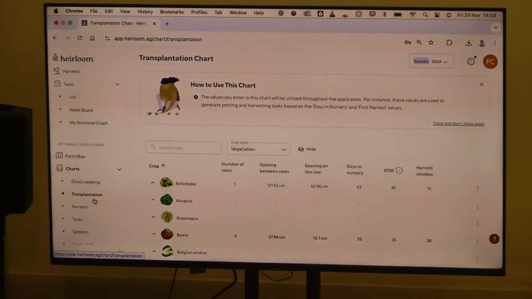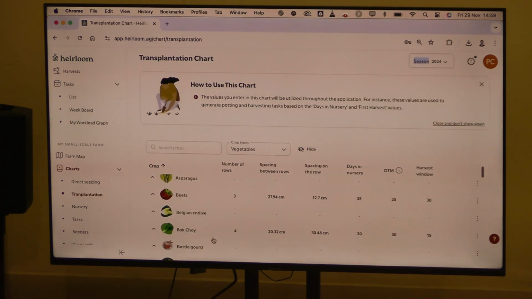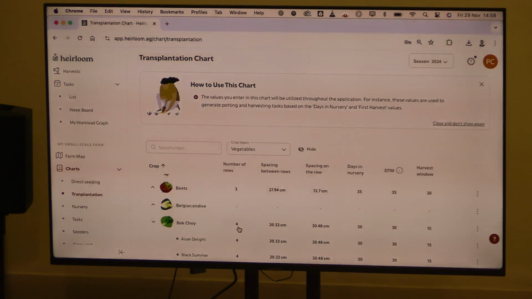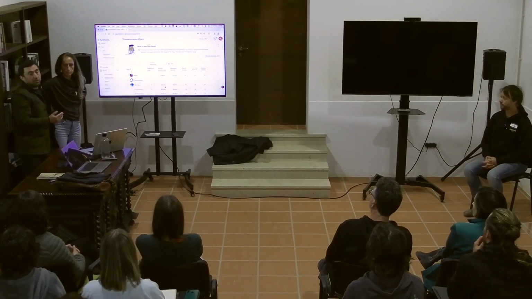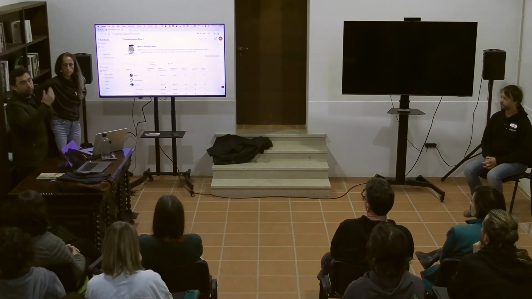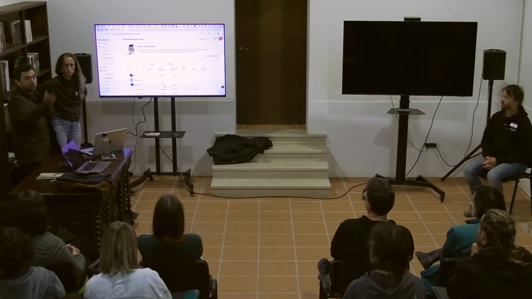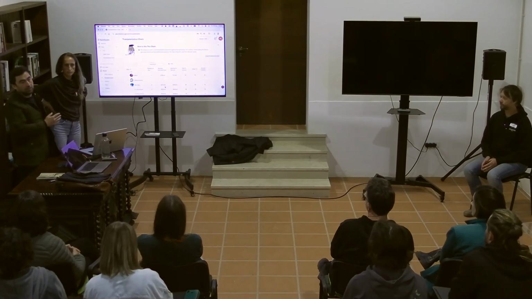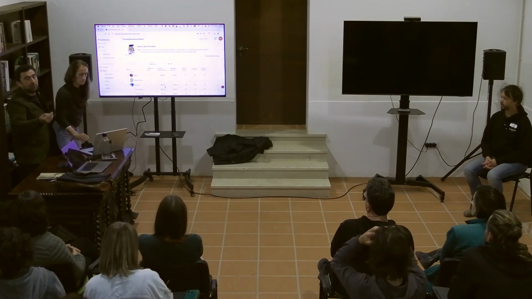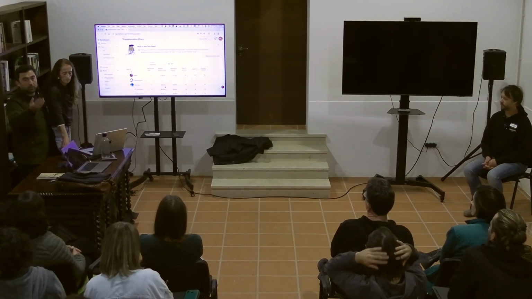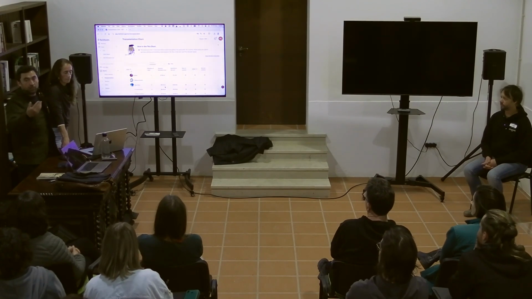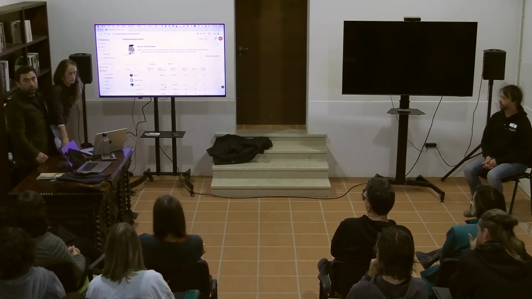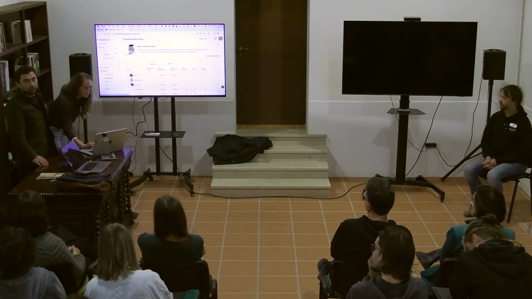For example, the rotation, bok choy, number of rows 4, spacing between rows 20 centimeters and so on. With this data we can plan things for all the year, and also we calculate the expected production, and we have some information on what we probably will have to sell, okay?